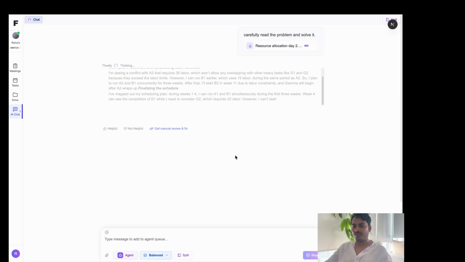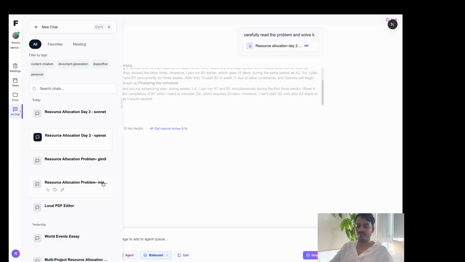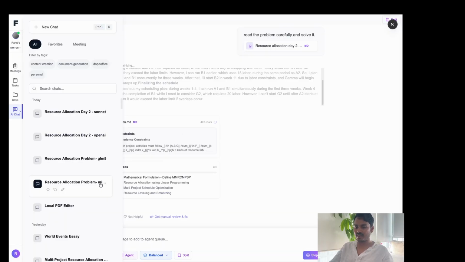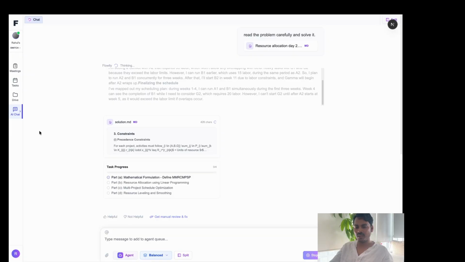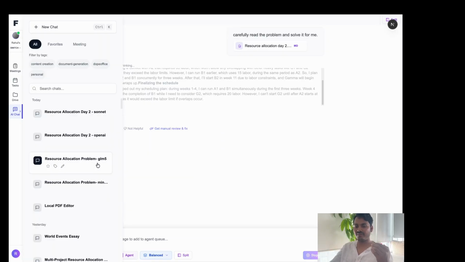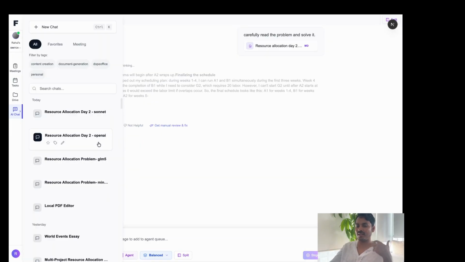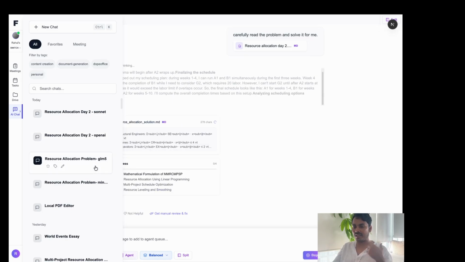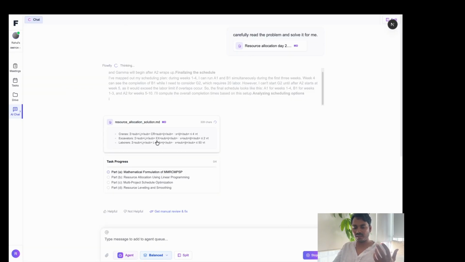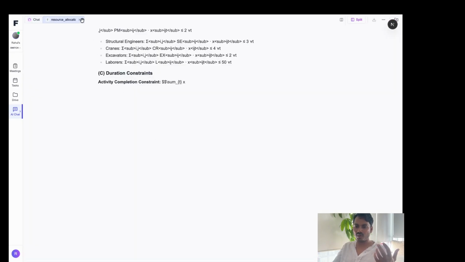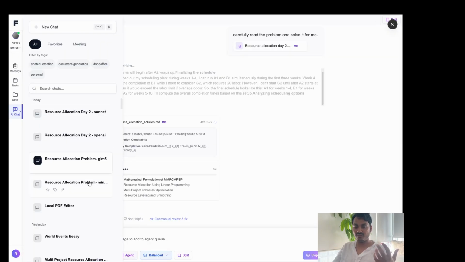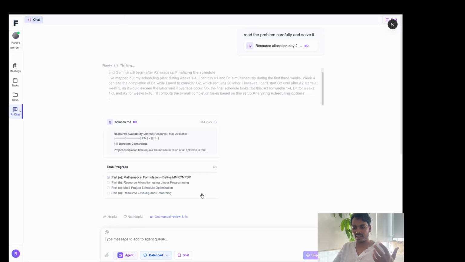So to do this, I have taken a problem of resource allocation and I have given it to four different agents. One of them is Minimax. I have written Minimax. It is solving the problem. I have given this problem to GLM5, I have given it to an OpenAI agent and a Sonnet agent. So all these four agents are trying to solve this problem right now, and they are taking different approaches, different mathematical formulations to solve this problem. And we will see how they solve the problem at the end.